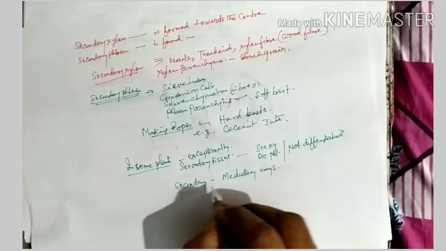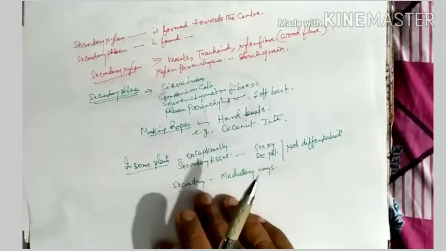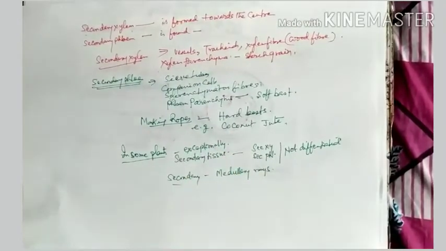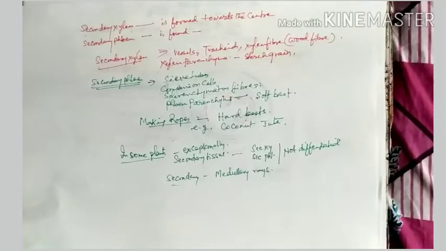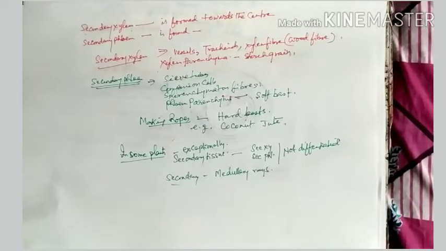In some plants, exceptionally, the secondary tissue is not formed by the activity of cambium. In other words, secondary xylem and secondary phloem are not differentiated, but parenchymatous cells are cut, and these are called medullary rays. These cells are arranged in rows, and this is the exception.